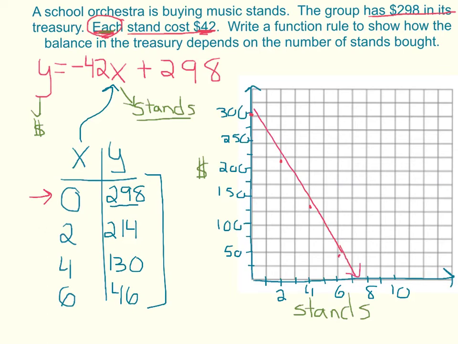So from a story problem, let's go through the steps. You have to write the equation. You have to say what your x and your y variables represent because you have to label your graph. You make an XY table, you label your units, and then you can graph your line.